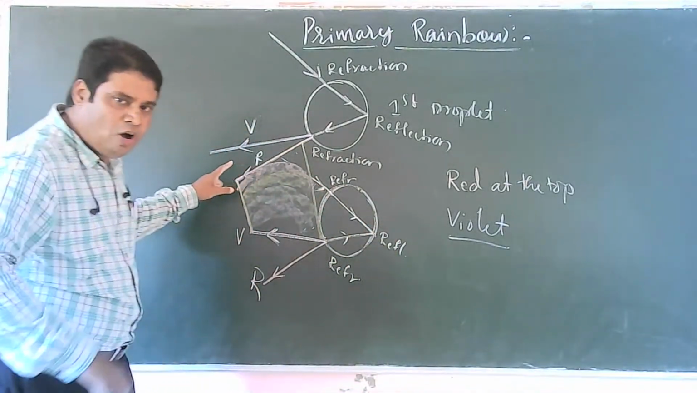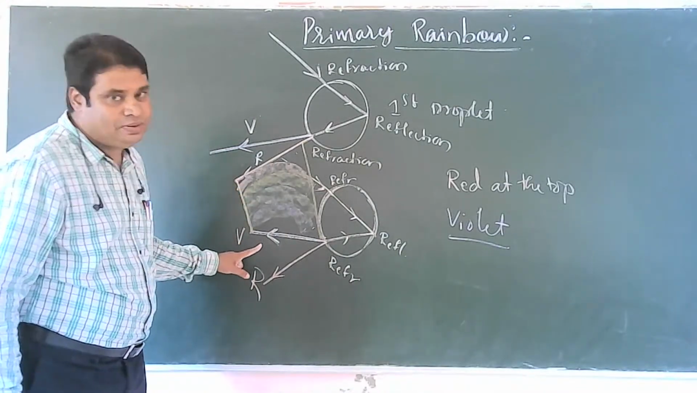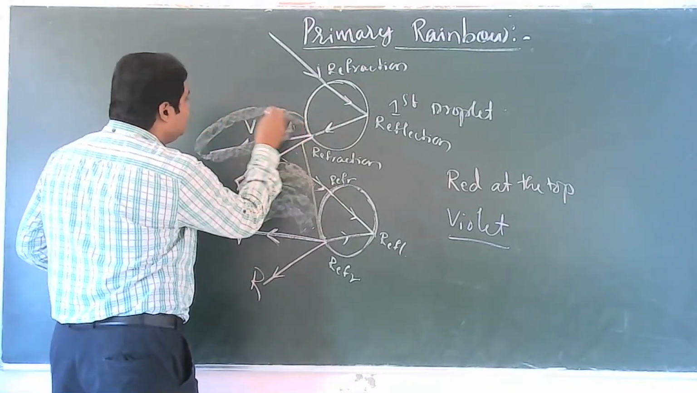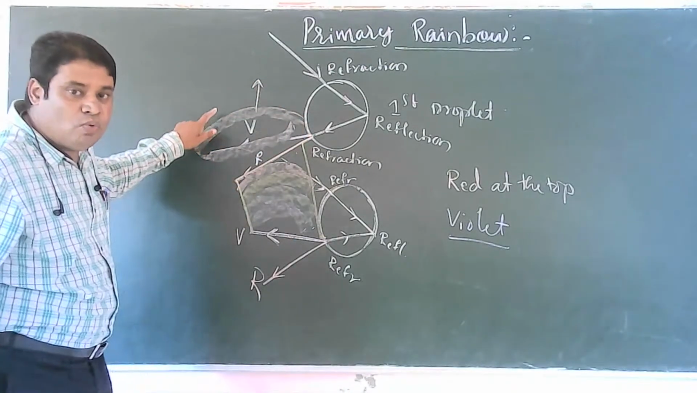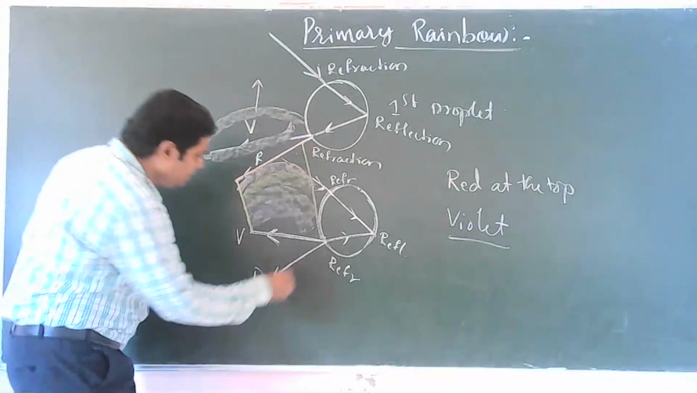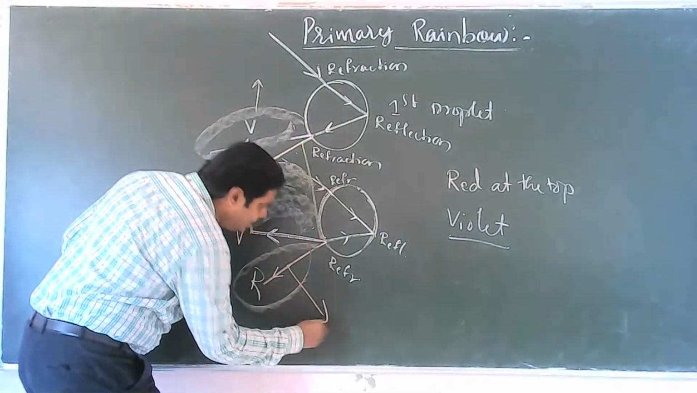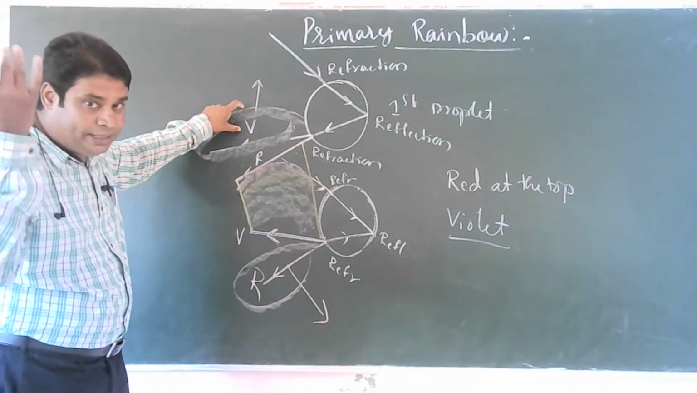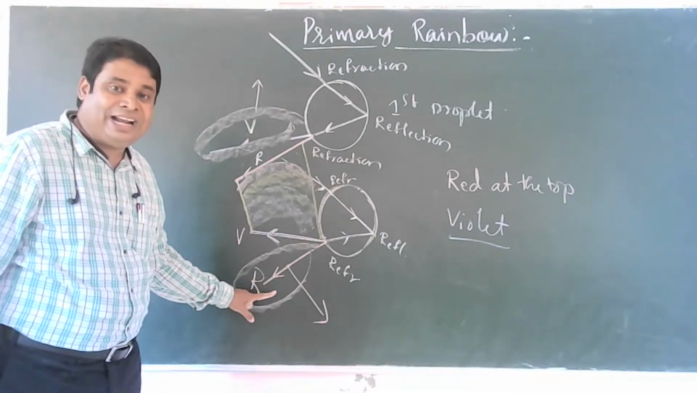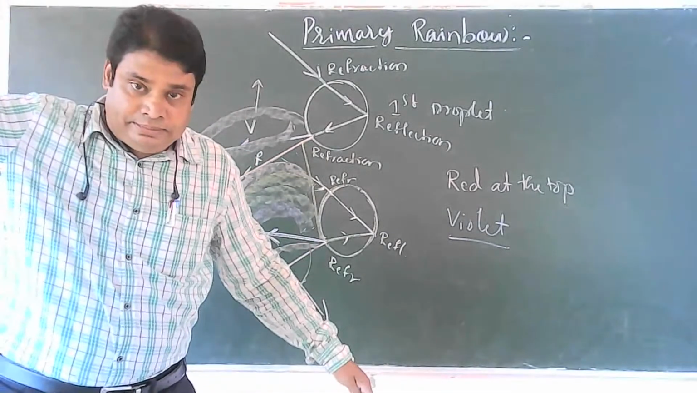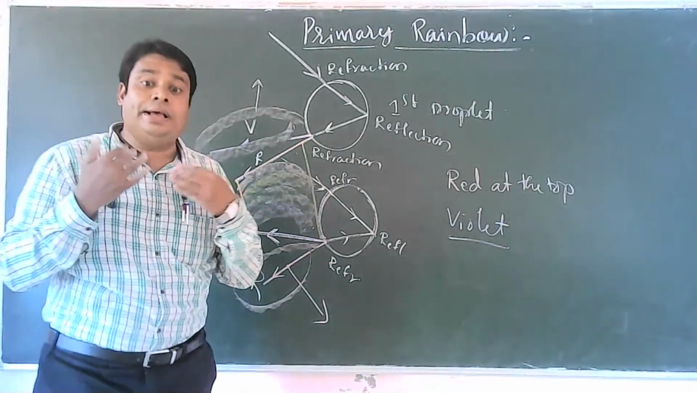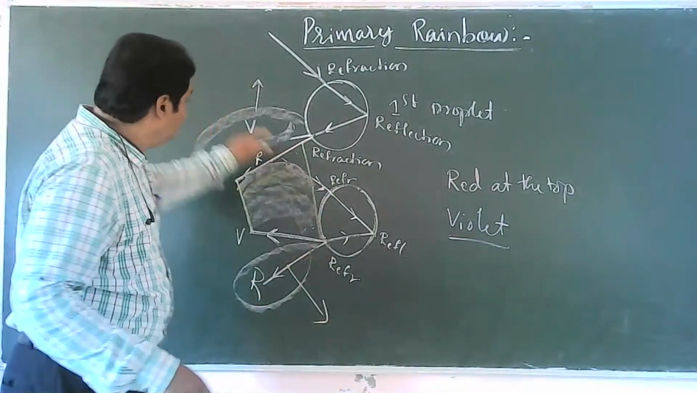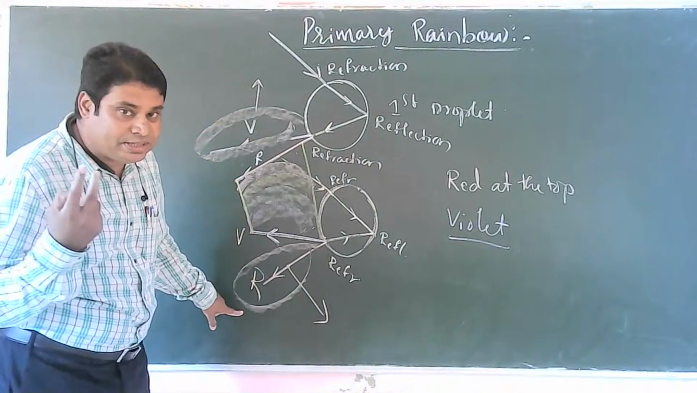In the primary rainbow, the top color is red, whereas the bottom color is violet. This violet color from the first droplet and this red color from the second droplet are scattered away. They are taken away. As an observer on the surface of the earth, I am not able to see these two colors.